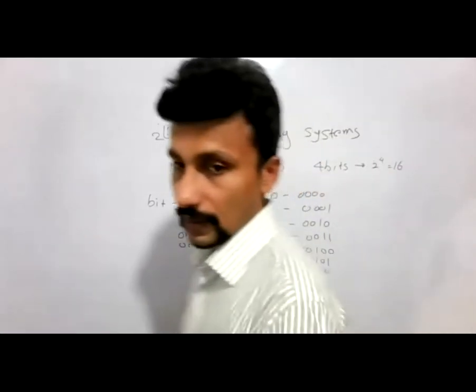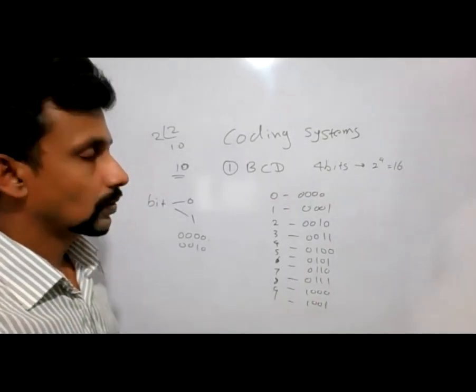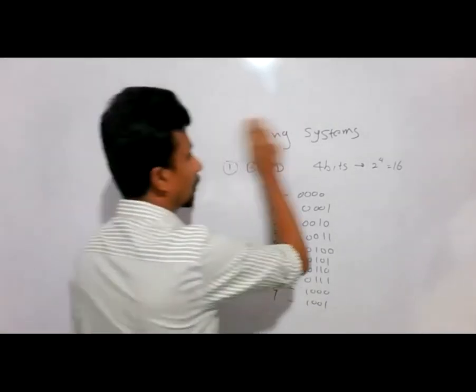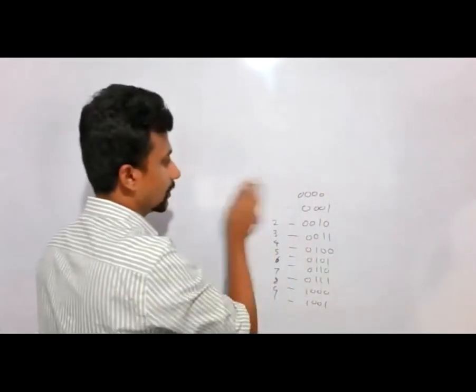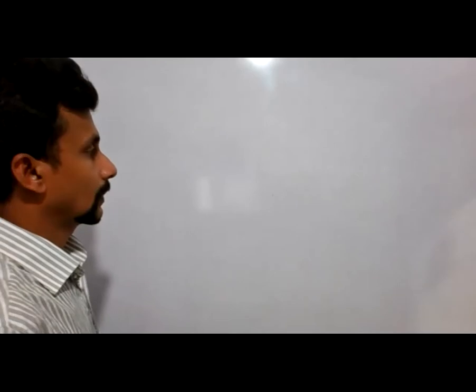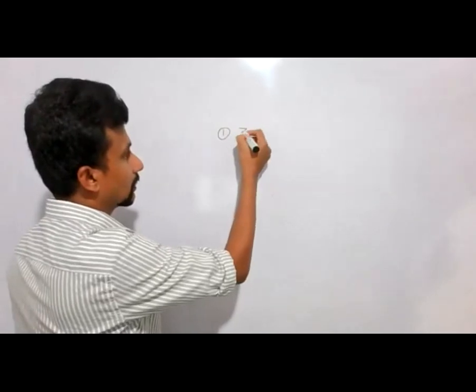Okay, we'll see how, when you get a decimal number, to convert it to BCD. Right? Write down like this. Convert following decimal numbers to BCD numbers.